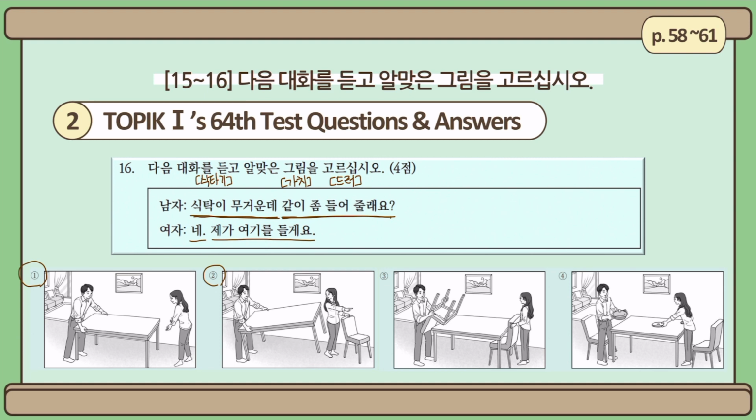If you look for a picture where the woman is also trying to lift the table, then you'll see that the correct answer is number 1. In number 2, the woman is trying to lift the chair, not the table. So it is not the correct choice. Now, let me go into a bit more detail about this dialogue to glean some grammar points from it.